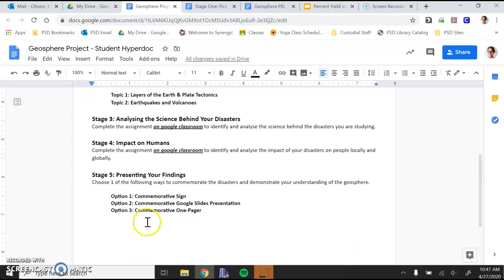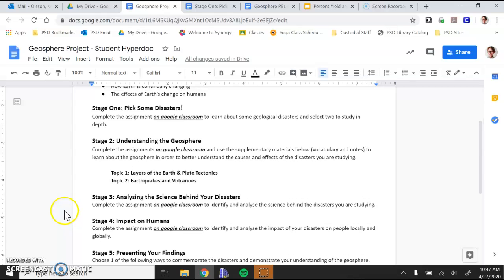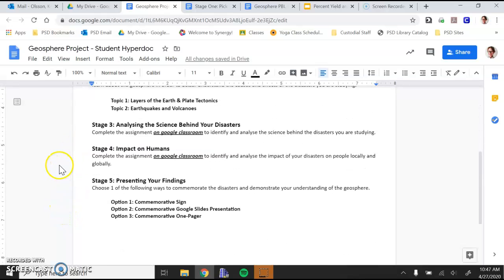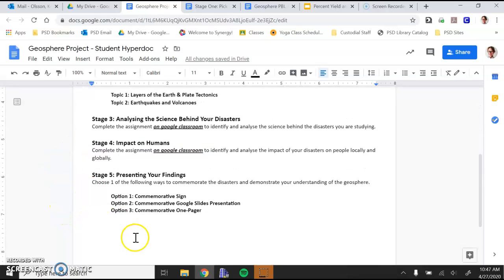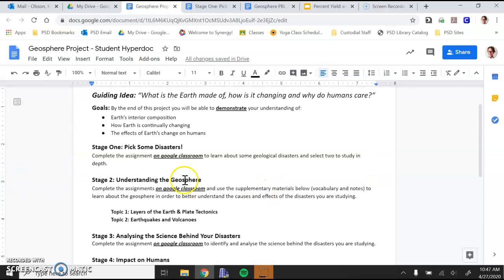This project will be independent, and my hope is to give you plenty of time for each step. And so I'll be adding detailed instructions about what's happening in each step as we go. Right now, all you need to worry about is stage 1.